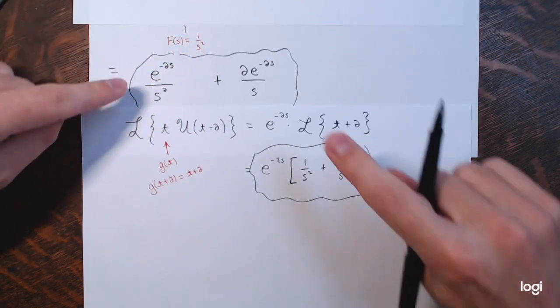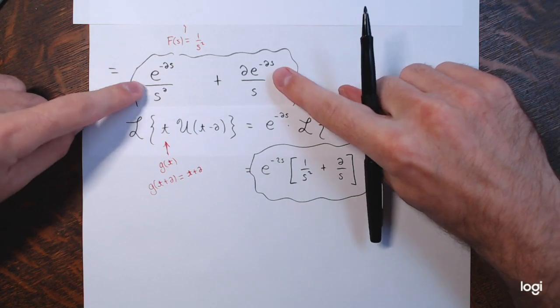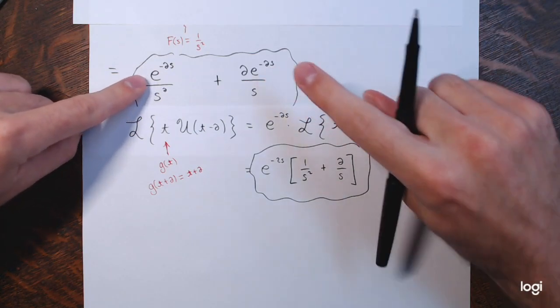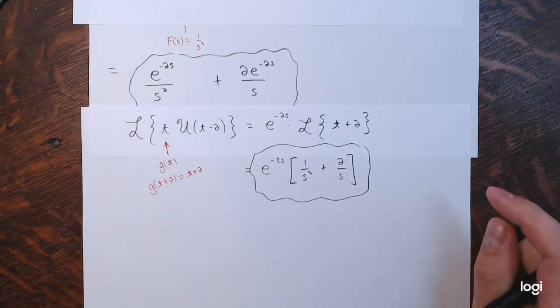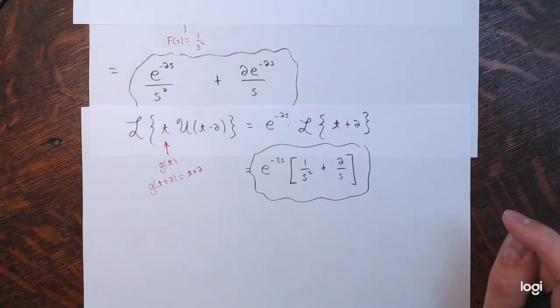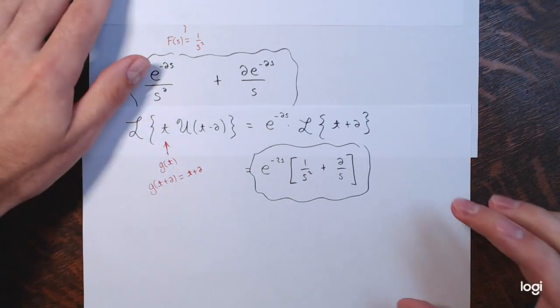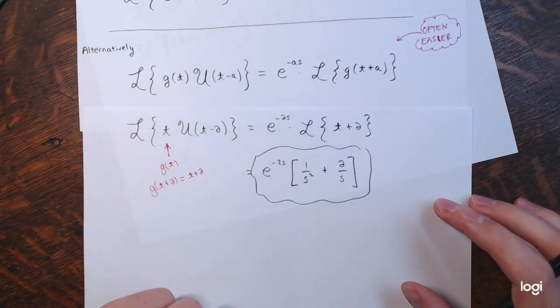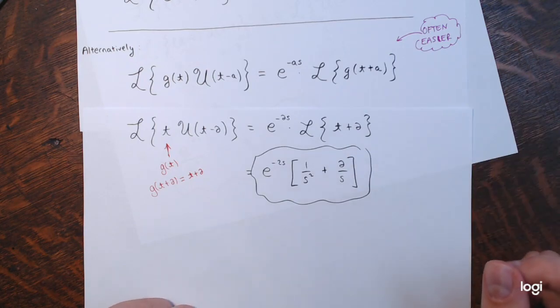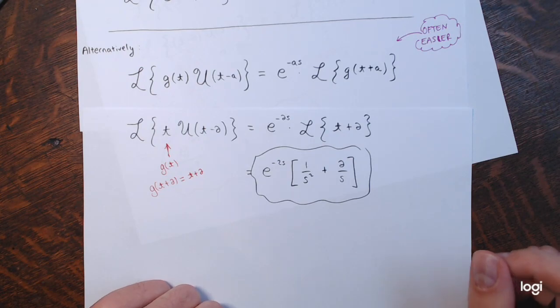This is exactly what I got here. Right, see, if you factor out e to the negative 2s, you'd get, times 1 over s squared plus 2 over s, exactly the same thing. All right, so like I said, very often this alternate version of the second translation theorem is going to be easier. Not all the time, but I'd say quite often.